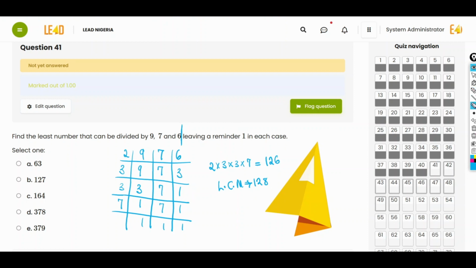So now we just include the remainder that we need, which is 1. So the answer would be 126, which is the LCM, plus the remainder of 1 we need in each case, giving us 127. 127, that's option B.